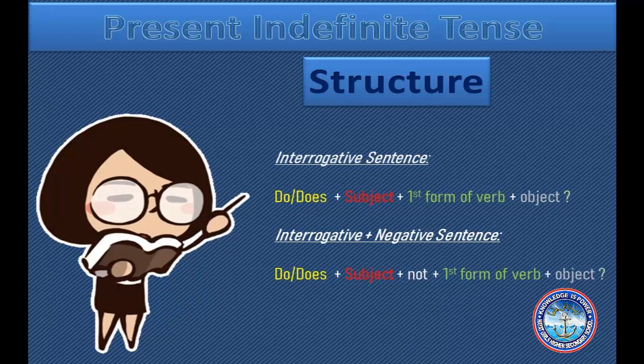Interrogative plus negative sentence. It is the same with a slight difference. The helping verbs are do and does. As you already know, it comes at the beginning of a sentence because we are going to make a question, okay? Plus subject plus not. Not is very important because it shows negation. Plus first form of verb plus object and yes, question mark.